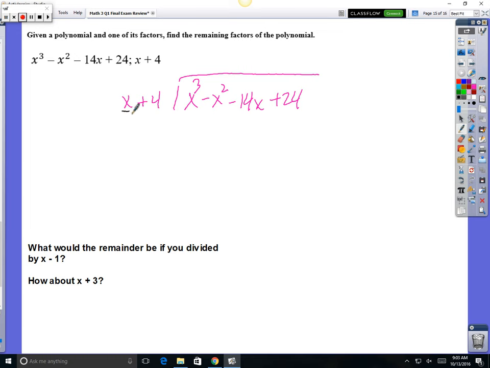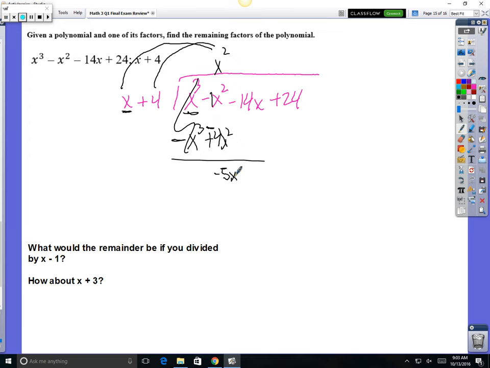Okay, so x times what will be x cubed? That's x squared. Now x times x squared is x cubed, and x squared times 4 is 4x squared. And now you've got to minus them. Change the signs. Change that to minus, change that to minus. That's gone. And a minus 1x and a minus 4. You should have minus 5 of them.